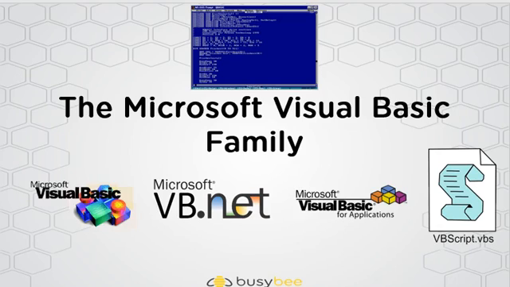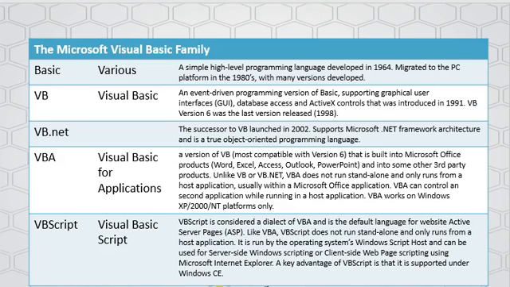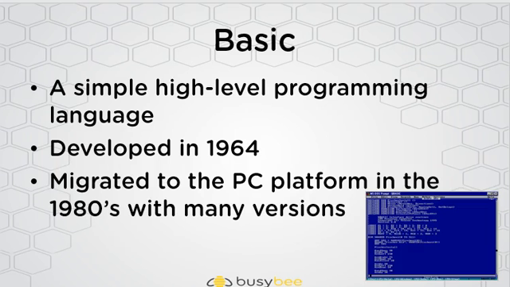The Microsoft Visual Basic family goes back to the days of DOS, where we programmed in BASIC with just command lines in a text file. And then we moved to Visual Basic, and then VB.NET, and then VB for Applications, and then VBScript. Here's a little chart showing the progression of the Microsoft Visual Basic family. The BASIC programming language was a simple, high-level programming language developed in 1964 and migrated to the PC platform in the 1980s with many versions.